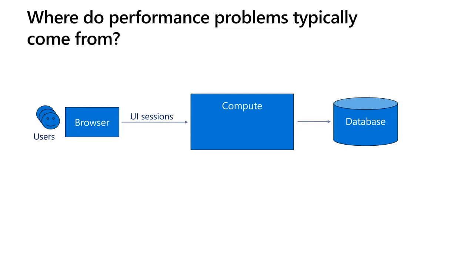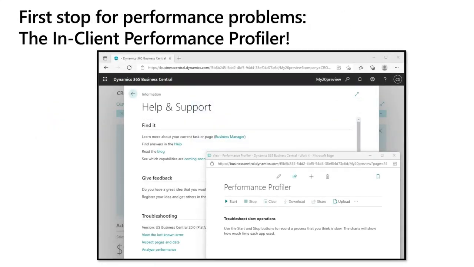So let me start with this simple drawing to show where performance problems typically come from. We have users using a browser to connect to Business Central. We have a compute tier. This is where your AL code runs. And we have a database tier. So obviously the very common way to introduce performance problems is in your AL code. If you have an AL code performance problem, how do you deal with it? The best tool that I know of is the Inline Performance Profiler. It's a page, as you can see in the product, and I'll show you in a moment how it works. Actually, I'll jump right to my first demo.